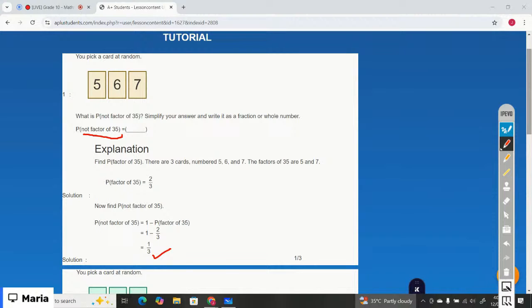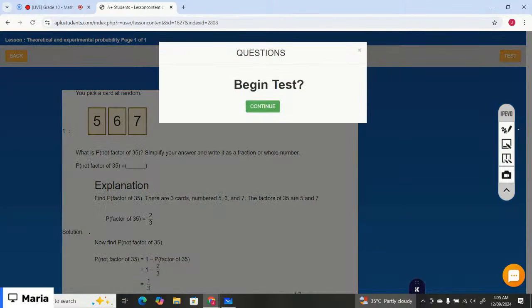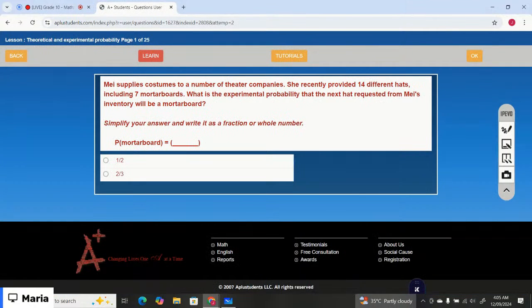Okay, so let's just start with the test questions. Let me just read the question carefully. May supplies costumes to a number of theater companies. She recently provided 14 different hats, including 7 mortar boards. What is the experimental probability that the next hat requested by May's inventory will be a mortar board? So, which is the correct option?